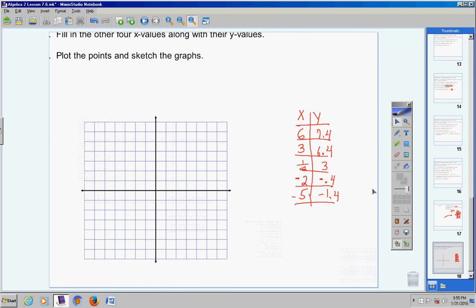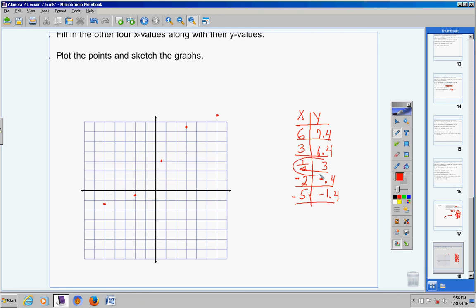What you need to do is practice. Okay, 6, 7.4, so over 6, and up 7.4. 3, so over 3, then up 6.4, so about right here. Over half, and then up 3. See a pretty big curve there, don't you, coming down? Negative 2, negative 0.4, negative 5, negative 1.4.